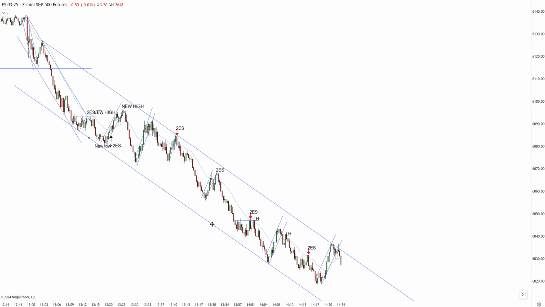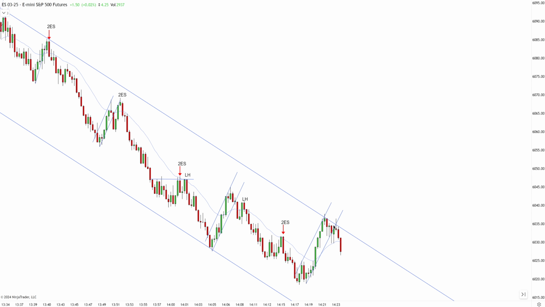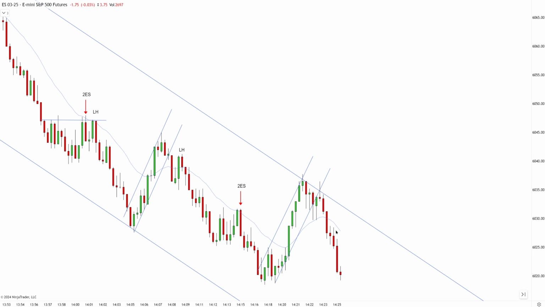Once again, you don't have to be perfect. You have to be close. You can just tweak it a little bit. But there was no failed second entry long. This lower high feels a little bit early. Look at the spike up. You know, I really need this failed second entry long below EMA.